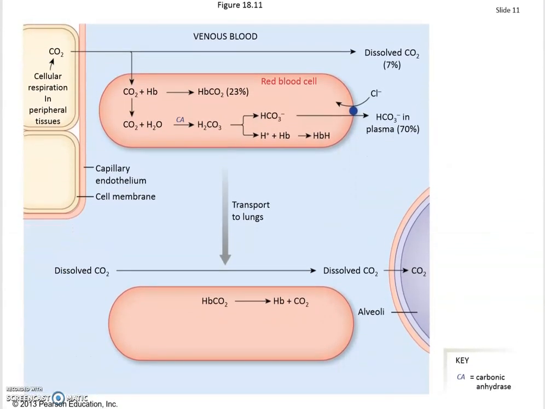Now we're moving to the lungs, and in the lungs, we're breathing out CO2. So now the CO2 that was dissolved in the plasma diffuses into the alveoli of the lungs. We're breathing it out. Also, the carbaminohemoglobin, we're getting rid of the CO2, and by diffusion, it moves into the alveoli, and we're breathing it out.